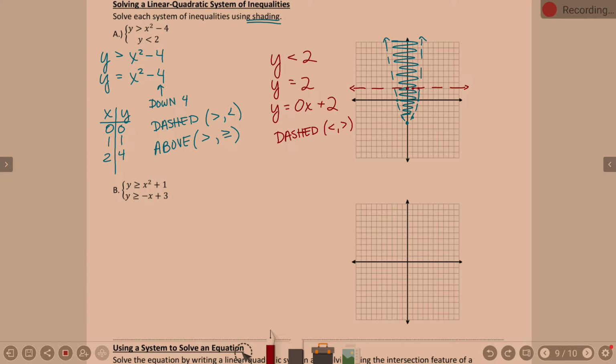Where do I shade? Okay. This one is a less than symbol. And anytime you have any type of less than symbol, whether it be less than or equal to, we're going to shade below. Below, of course, is below the line.